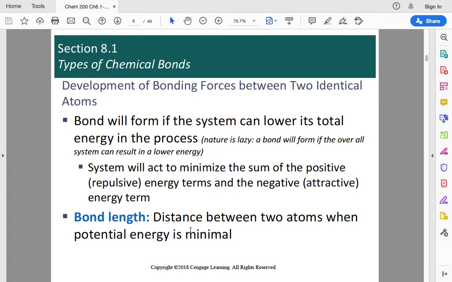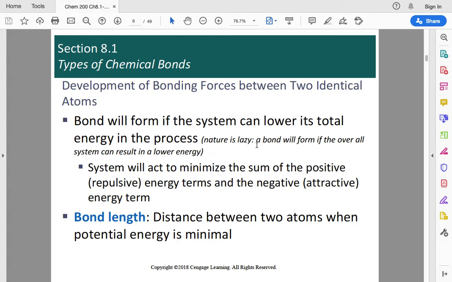So when we're talking about bonds, when bonds are being made, if we have two identical atoms, the example we're going to give is with hydrogen atoms. We know hydrogen is diatomic. That means an individual hydrogen atom doesn't exist happily in nature by itself. It wants another one. So a bond will form if the energy of the two atoms together is lower than the one atom by itself.